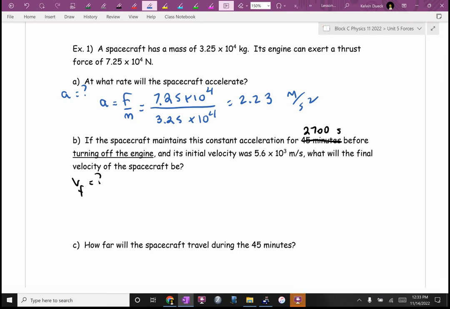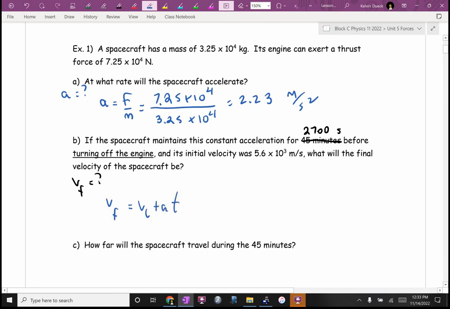What's that? 2700. Okay. What's that? 5.6 times 10 to the third. So find me an equation with a VF. Yeah, and I'm going to have to use my answer from part A.